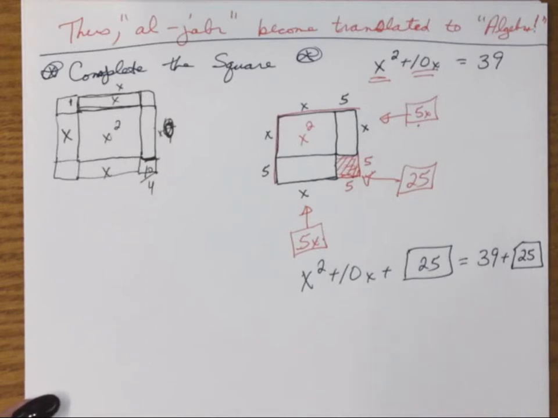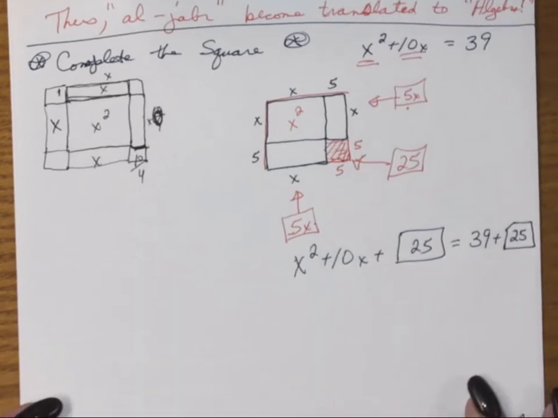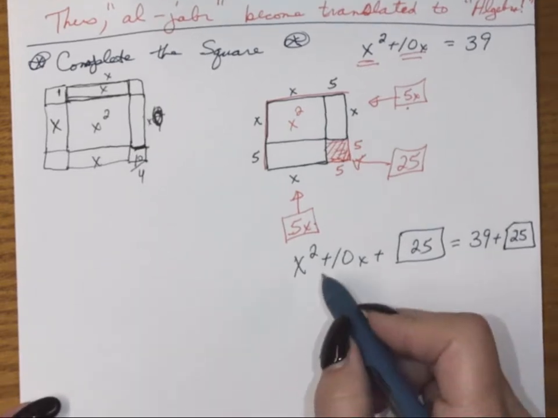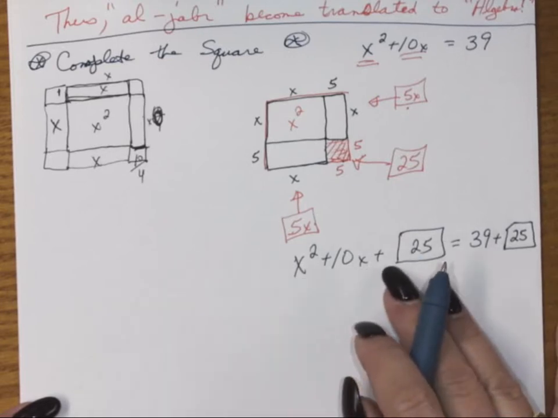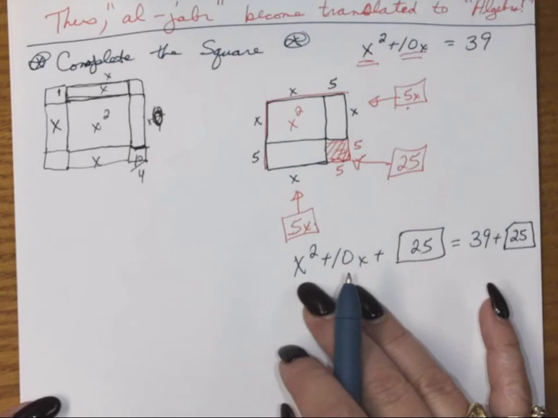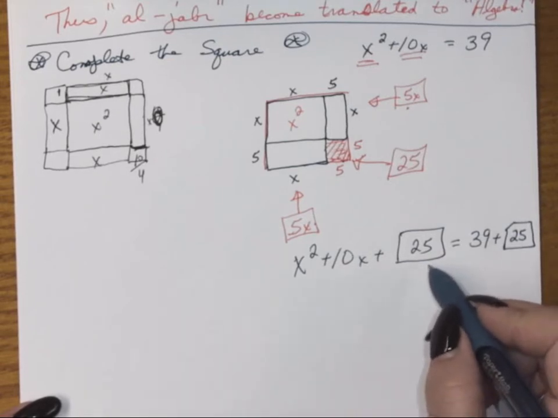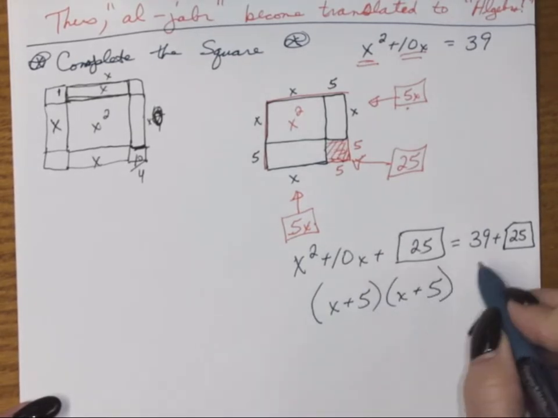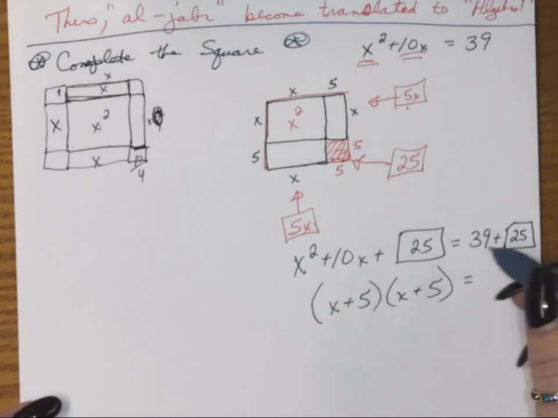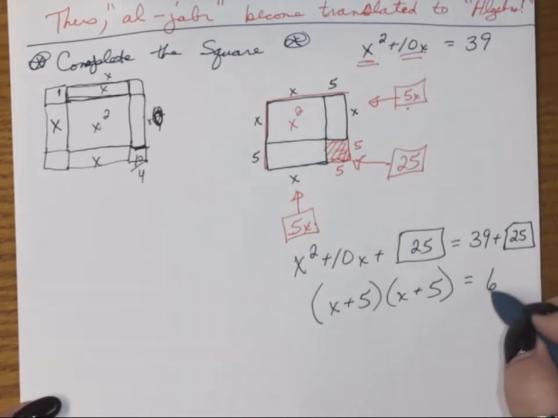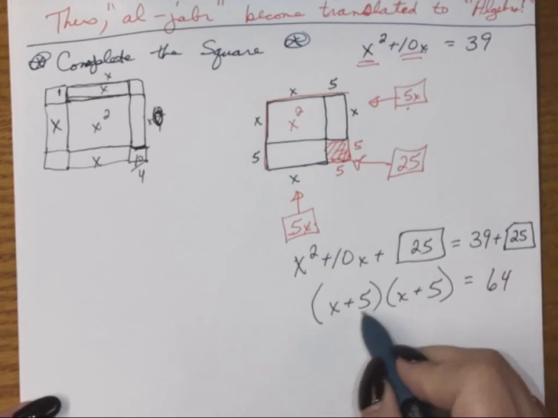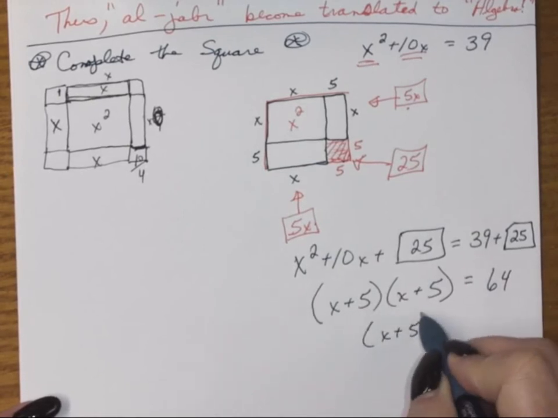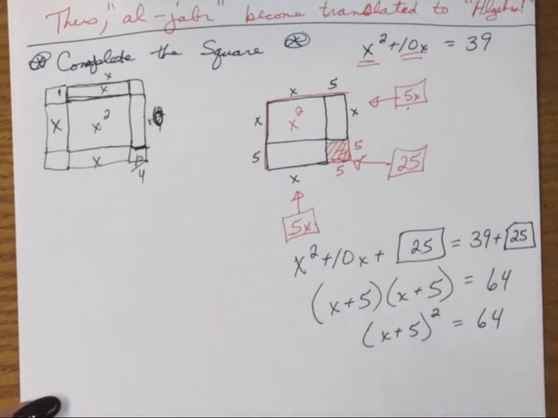By doing that, I see I've got a really good thing going on here. Interestingly, the left-hand side is now, in modern day algebra, a perfect square trinomial. So this becomes x plus 5 times x plus 5. On the right-hand side, I'm just going to add those two things together. It should be 64. This is a binomial squared: x plus 5 times itself is x plus 5 squared. So I've got x plus 5 squared equals 64.